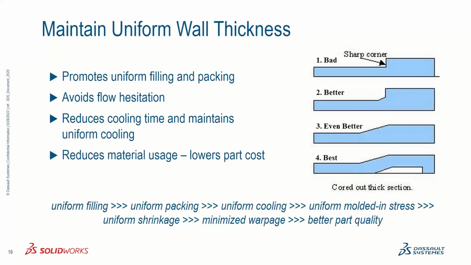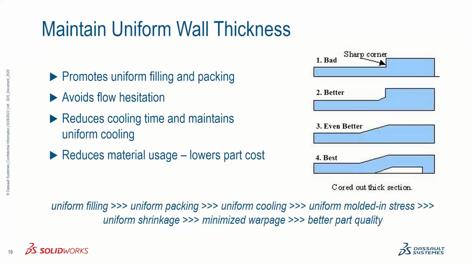Maintaining uniform wall thickness also reduces the overall cooling time and achieves uniform cooling across the surface area of the part, and it also helps reduce overall material usage and lower the overall part cost.